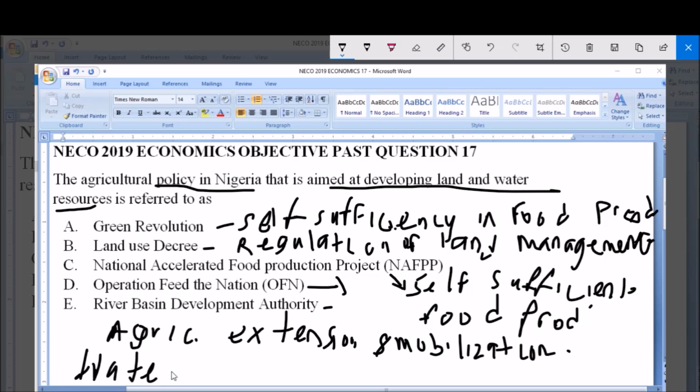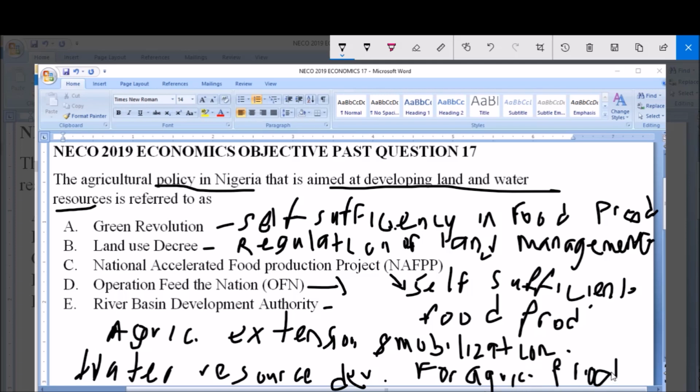water resource development for agricultural production. So water resource development to boost agricultural production was what the River Basin Development Authority was established for.